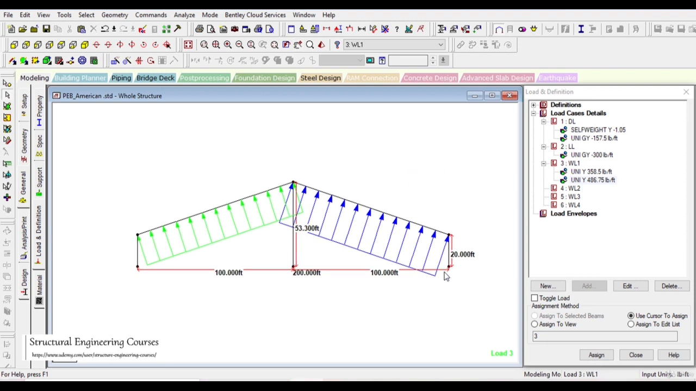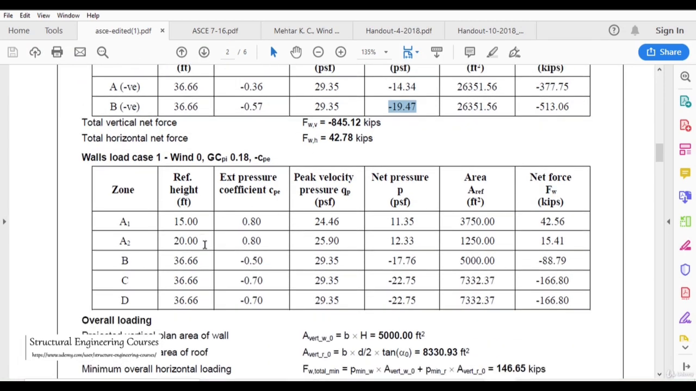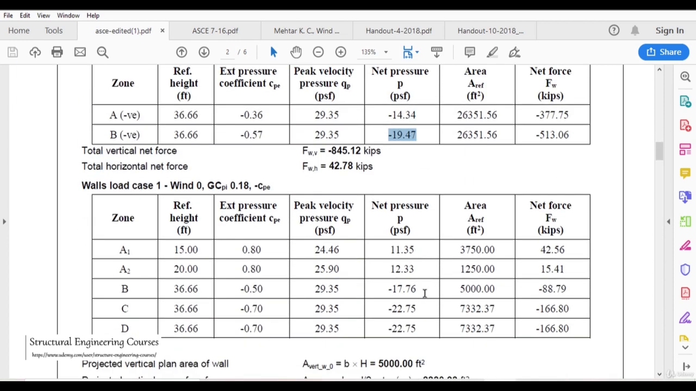So now we are done with applying the wind load on this roofing arrangement, but the loading on this part is still pending, that is the side walls. For up to roof height 15, we can apply 11.35 PSF. From 15 to 20, we can apply 12.33, and after that on the leeward side, we can apply minus 17.76. Now this is positive, that is it is acting towards the structure. All these other values are negative, that is they are acting away from the structure.